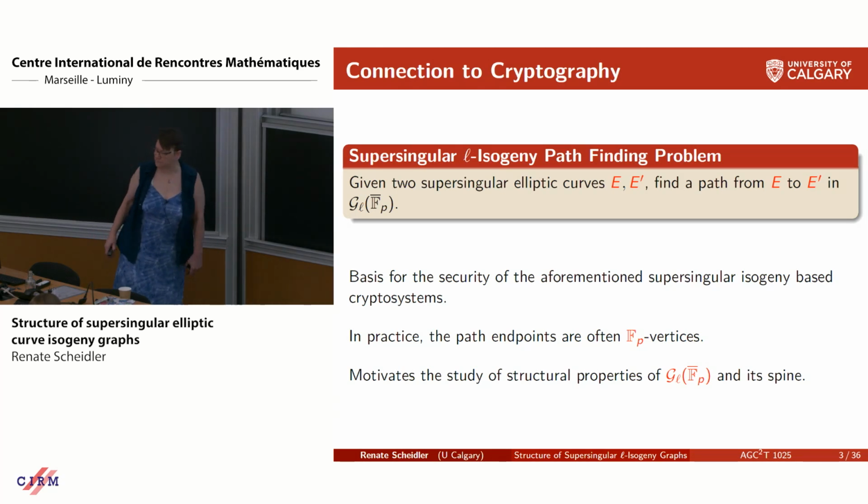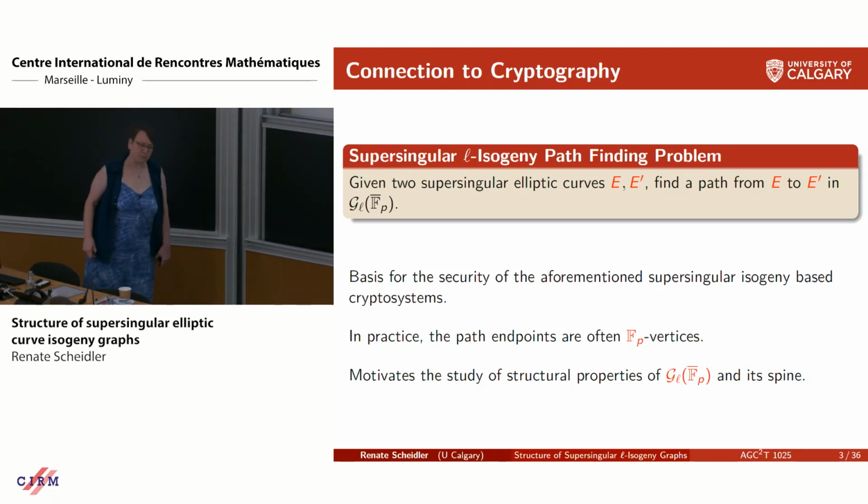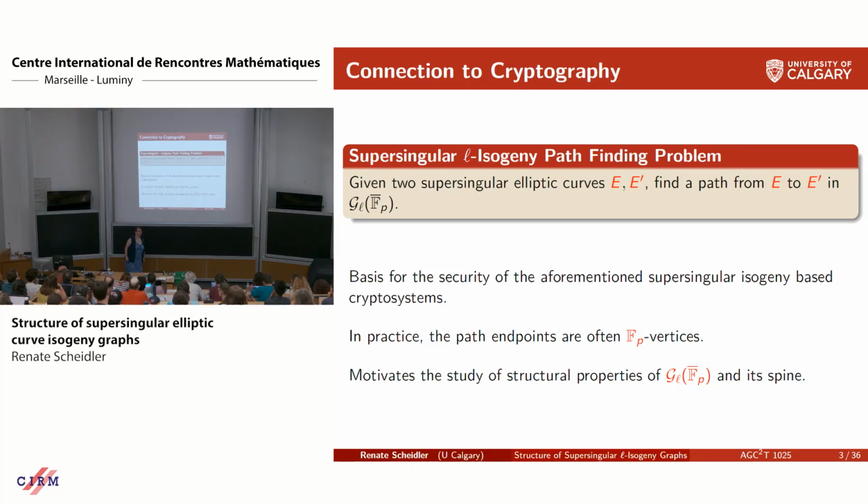In practice, in fact, oftentimes the curves E and E prime are actually defined over FP, so their path starts and ends with a curve over FP. So does that maybe have some implications to security, right? These are the kind of questions. And so this motivated us to investigate the graph theoretic structural properties of these supersingular isogeny graphs and their spine, meaning the FP vertices. So hopefully that is convincing enough motivation that this is a worthwhile thing to look at.